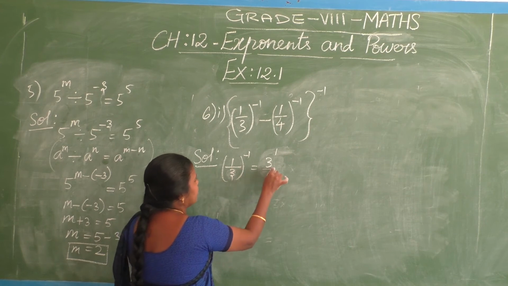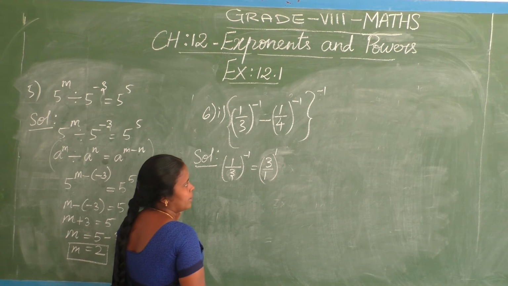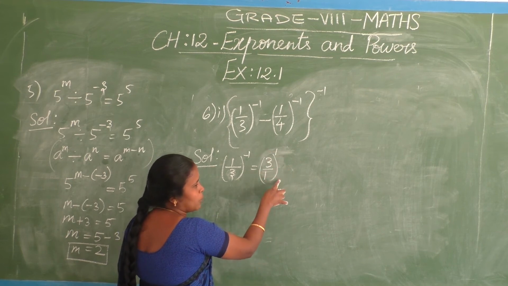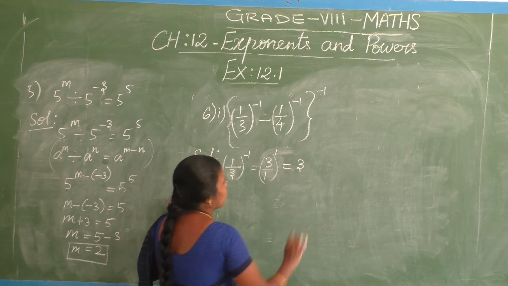1/3 can be written as (3/1) to the positive power 1. That is 3^1 by 1^1. 1^1 is nothing but 1 only. So, the final answer for this is 3 only.